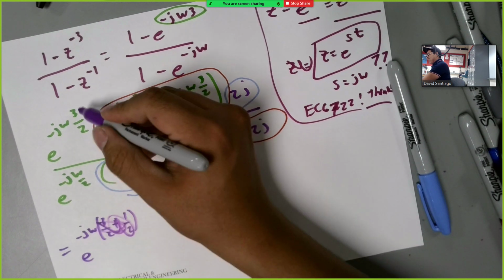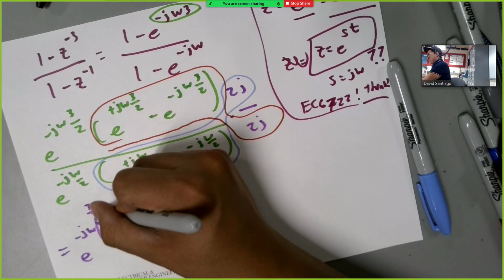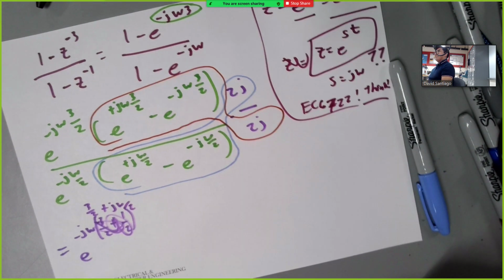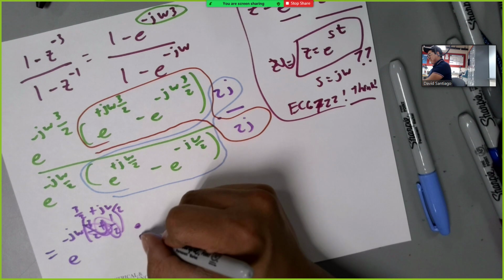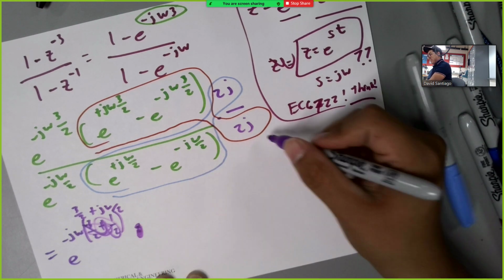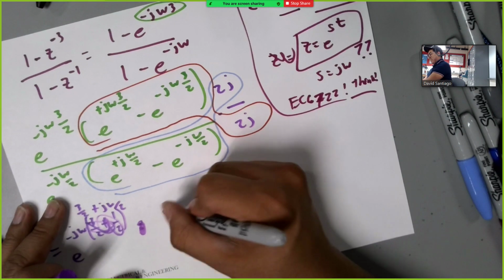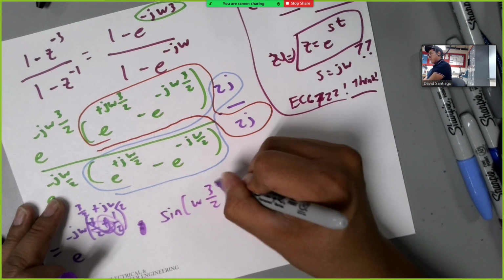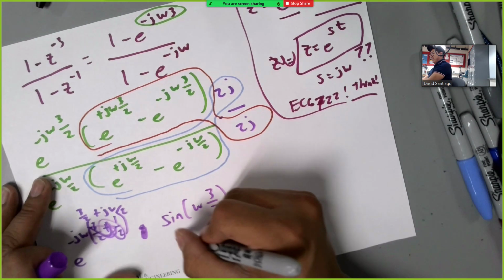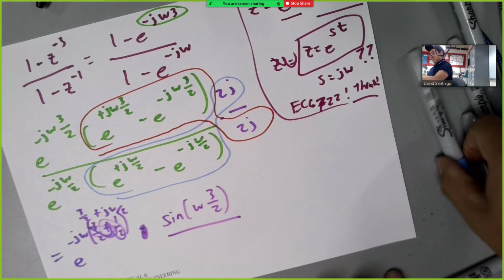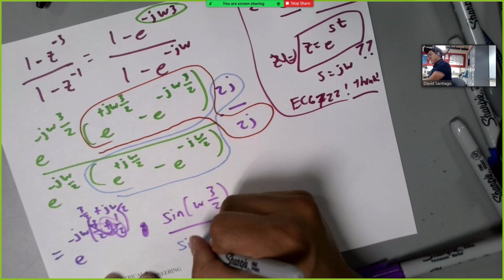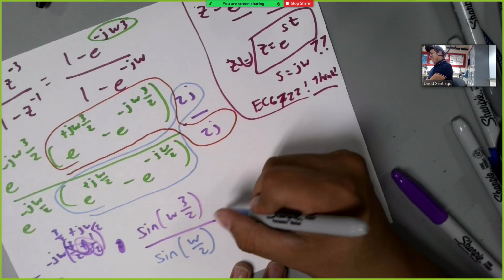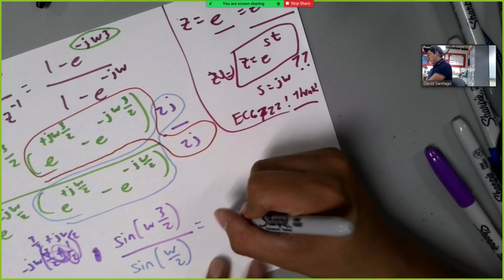There we go. e to the minus j omega 3 over 2 plus j omega divided by 2, okay? Times this entire thing. See this right here? We're going to get the following: sine omega 3 over 2 for the top part, and then the bottom part, sine omega over 2.